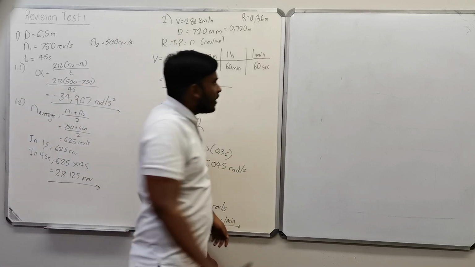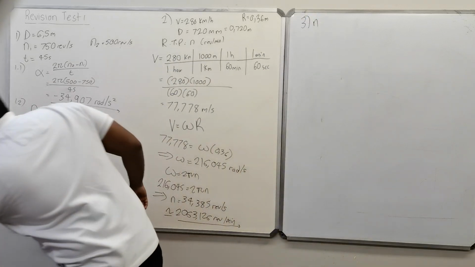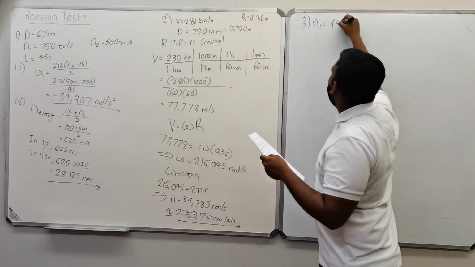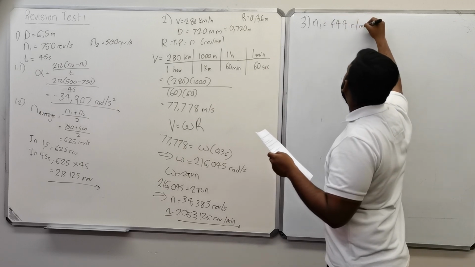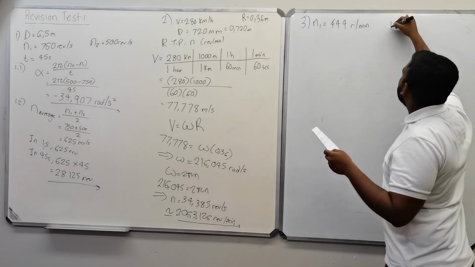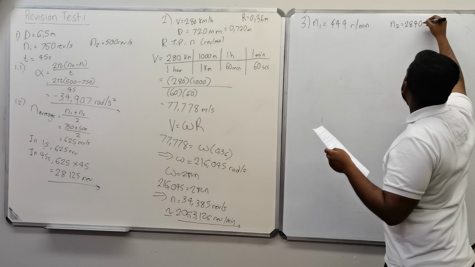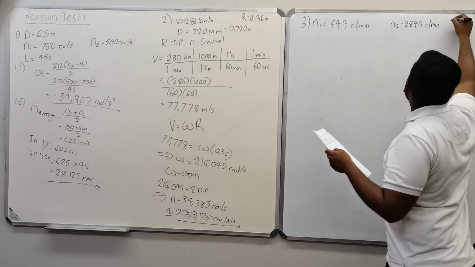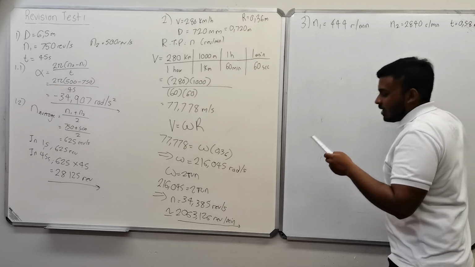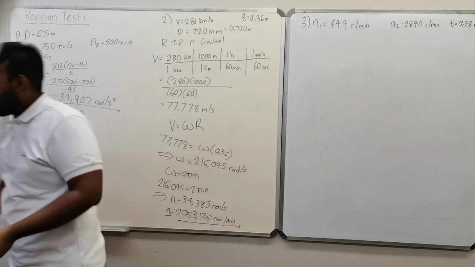The speed of a flywheel increases from 444 revolutions per minute to 2840 revolutions per minute, and the time is equal to 0.58 minutes. Calculate angular acceleration. What should we do to these numbers?